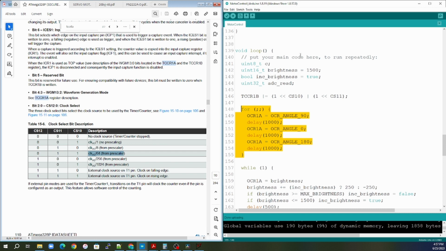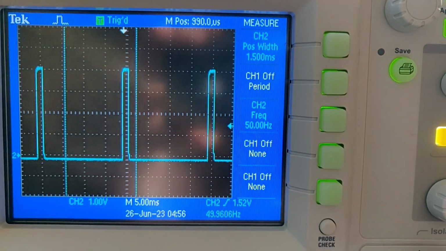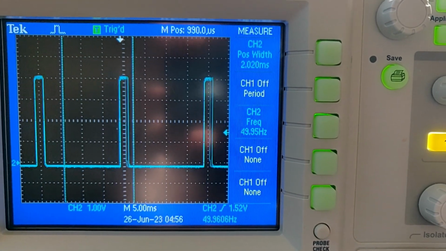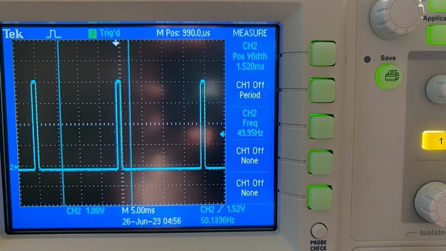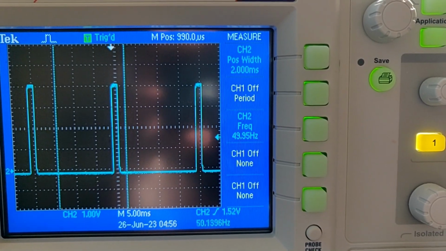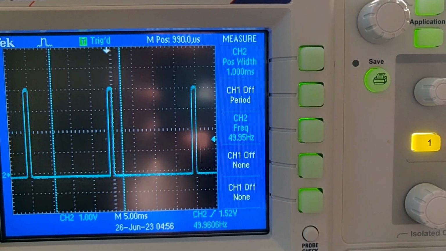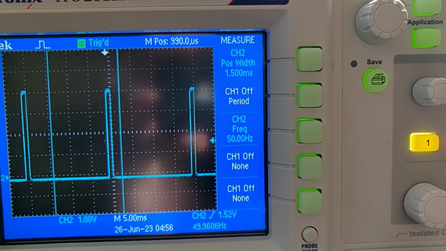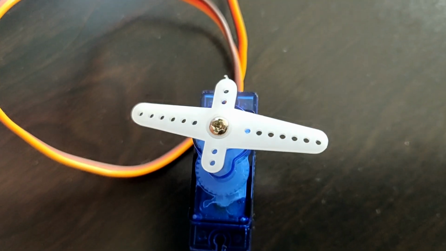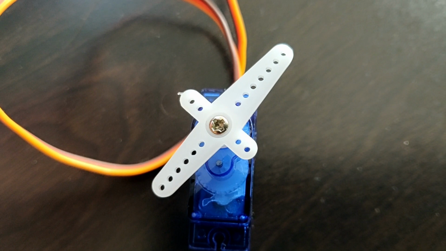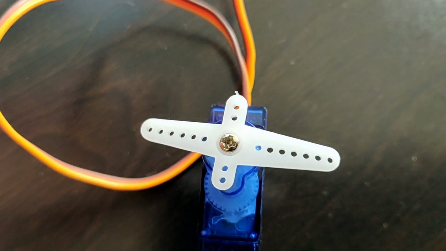So let's take a look and see what this looks like on the scope. The first thing you can see here is the frequency is 50 hertz, just like we wanted. You can also see the milliseconds, even though it's flipping pretty quick. It goes between 1 millisecond, 2 milliseconds, and 1.5 milliseconds. So you can see we're also getting the pulse widths that we're looking for. And you can see here, the servo is going to those three different angles, 0, 90 degrees, and 180.